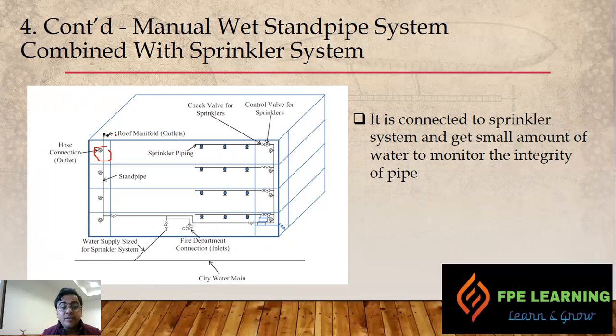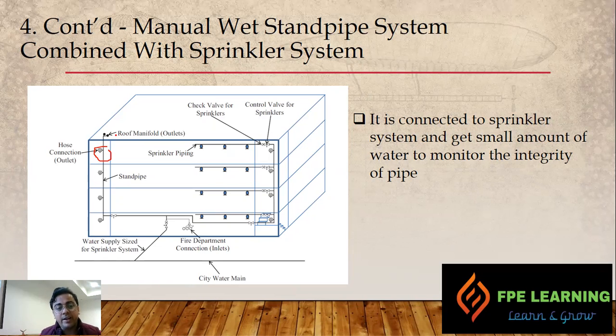The very basic reason: if the integrity of the piping is not monitored, we cannot ensure that our standpipe system is 100% installed, 100% in reliable condition, and efficient. Without the water supply, we cannot detect whether there is a breakage in the pipe, any kind of leakage or broken pipes. So here, this manual wet standpipe system is connected to the sprinkler system, but a small amount of water is supplied to the standpipe system, just in case there is any water leakage from the standpipe system. There will be a flow switch installed there, and that will activate the alarm, meaning that there is some problem with the system piping, and the operator will come and try to fix that.